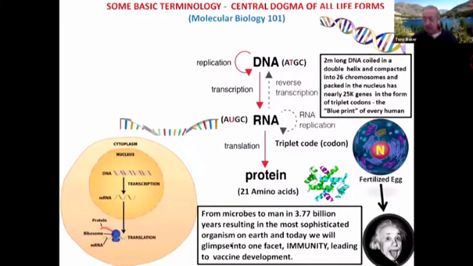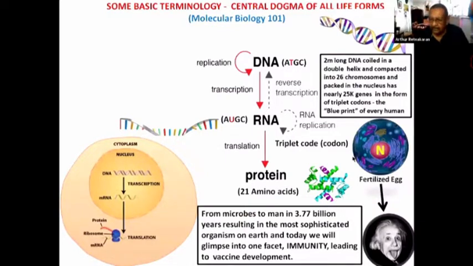Basically, human beings have evolved from microbes to man in 3.77 billion years, resulting in the most sophisticated organism on the earth today. We will glimpse into one facet of this organism, immunity. And this immunity is the one that leads to vaccine development.